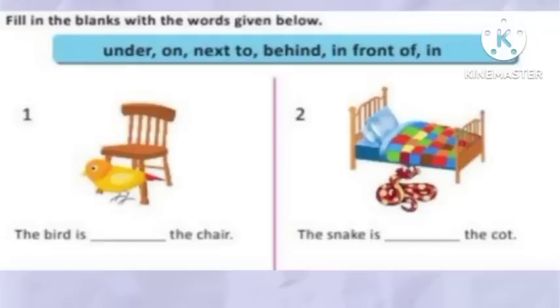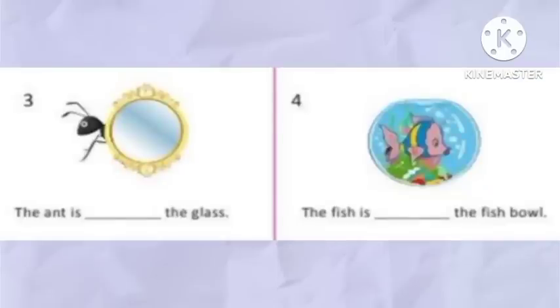Okay, next picture. Fill in the blanks with the words given below: under, next to, behind, in front of, and in. Number 1, the bird is under the chair. Very good. Number 2, the snake is in front of the pot. Next picture. Number 3. The ant is behind the glass. And number 4. The fish is in the fish bowl.